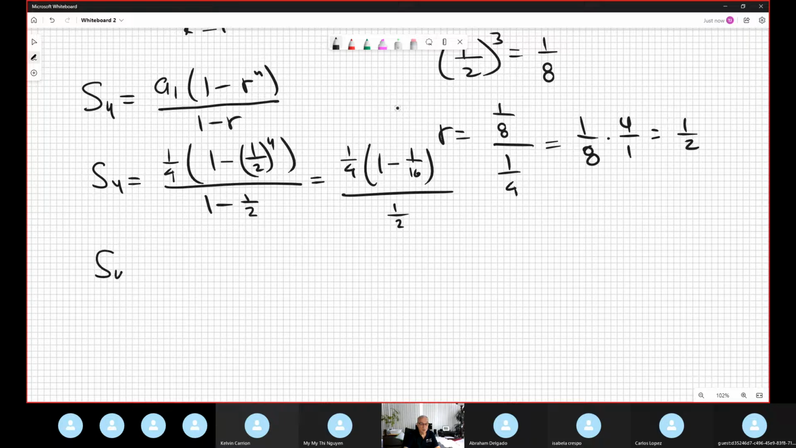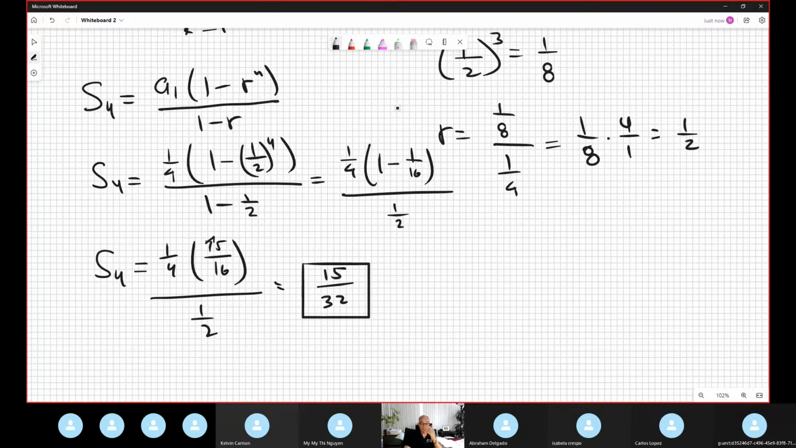Okay, now S of 4 is 1/4 times 15 over 16, because 16 over 16 minus 1 is 15. Well, you put it in the calculator. The answer is, in that case, 15 over 32. Any questions? Do you want to do more clear the last calculation or no? This is basic arithmetic.